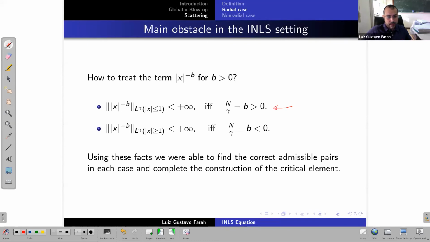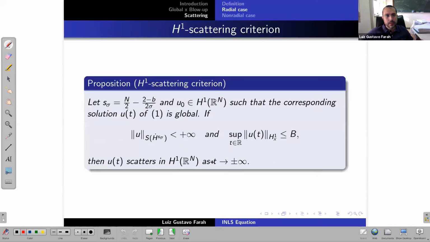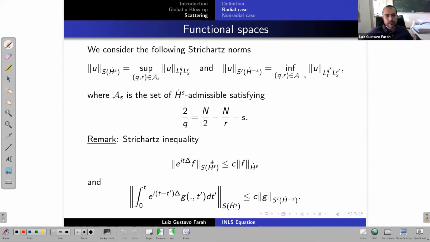And if you are integrating away from the origin, then this integral is finite if now we have a different condition, the opposite condition. So using these facts, we are able to find the correct admissible pairs and then the construction. So this is the construction. I'm not sure if we're going through all these details here. I think I will skip this part. These are the functional spaces that we use, some admissible pairs, but I'll skip this.